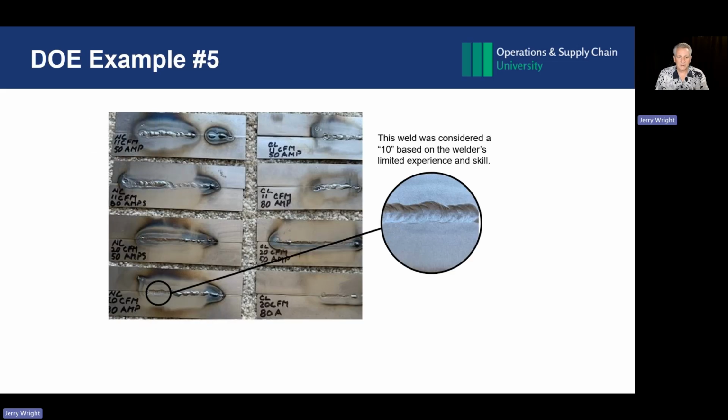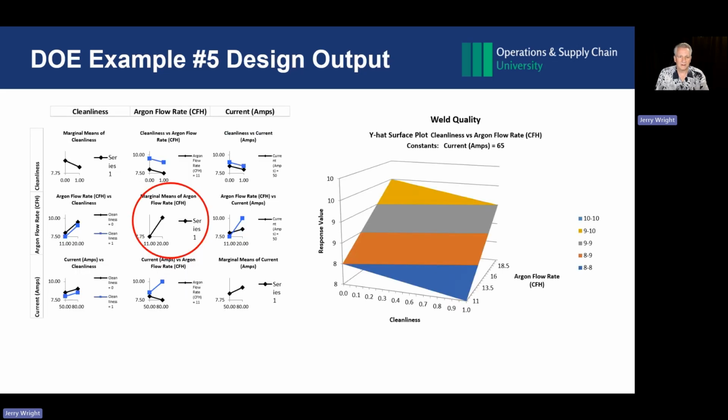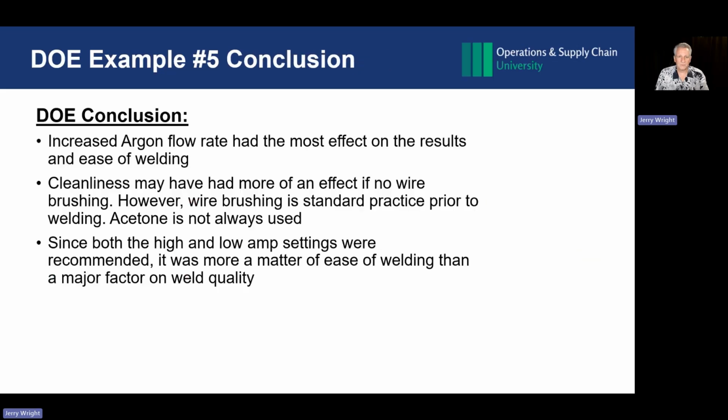Now, this was considered a really good weld based on the welder's limited experience and skill. Funny enough, argon flow rate was more important than cleanliness and current. So you could use a lower current and it didn't have to be super clean, but boy, your argon flow rate had to be good. So definitely learn something from this. And you can see there, marginal means of argon flow rate. That was the big kicker. That's what really mattered.